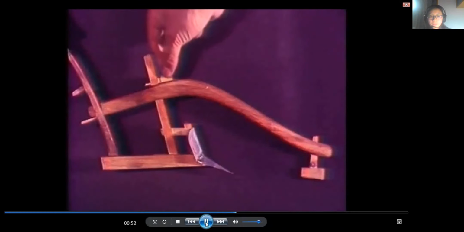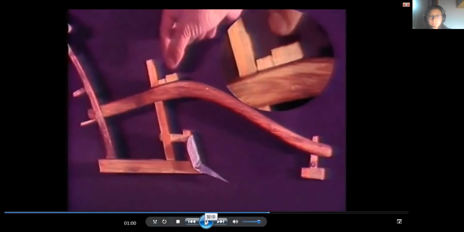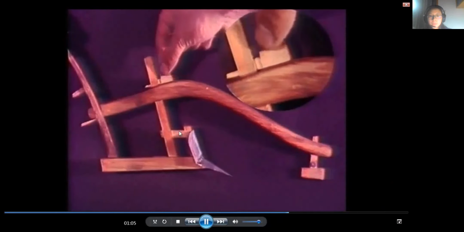So here, he used some mechanical principles. You can pull out, and this part can go deeper in the land. So when you pull in, this one will not go so deep.